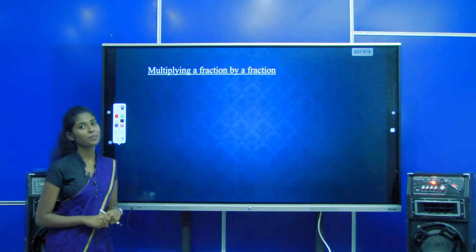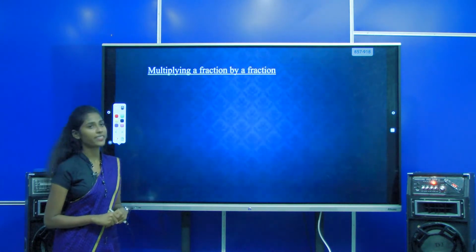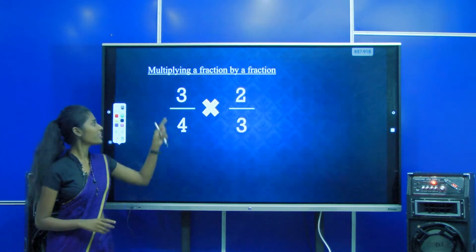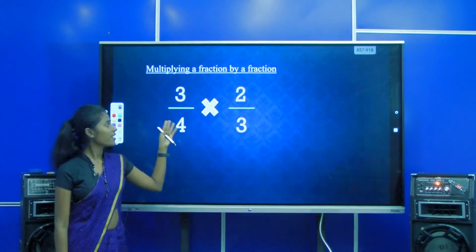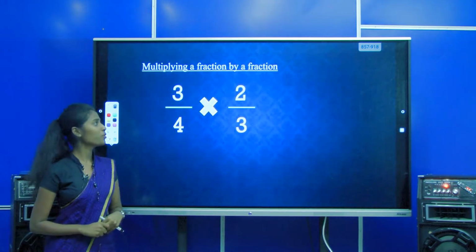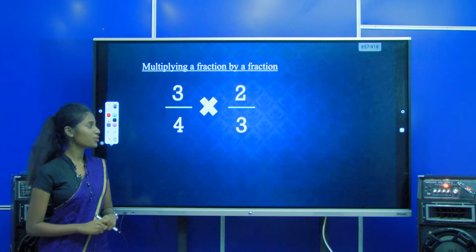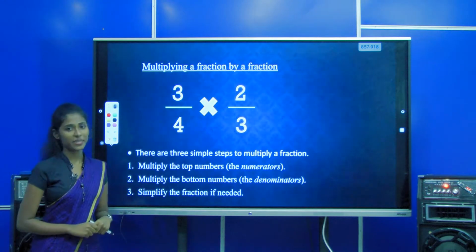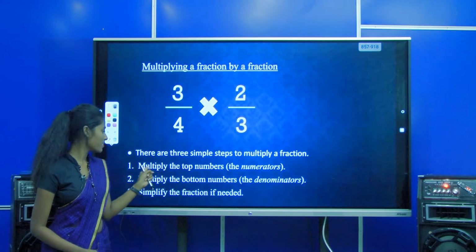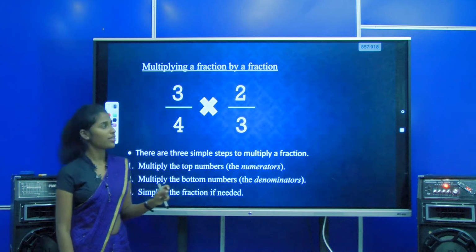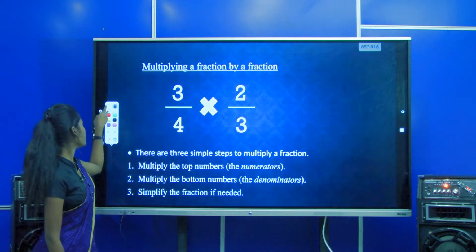First topic is multiplying a fraction by a fraction. Here you can see I have given two proper fractions and we have to multiply these fractions. How can you multiply these fractions? To do that you have to follow some steps. Here are the steps. First step is multiply the top numbers, that means numerators. First you have to multiply the numerators.